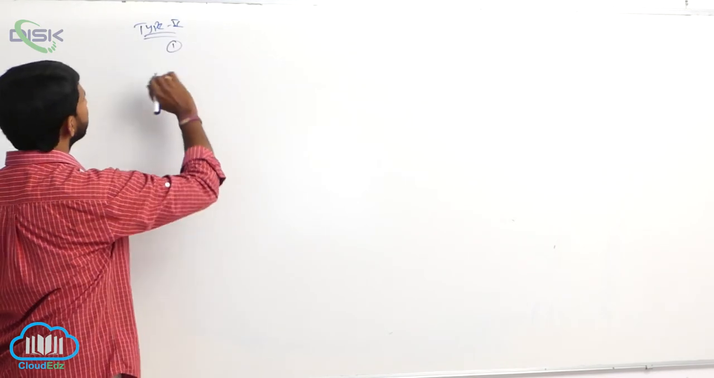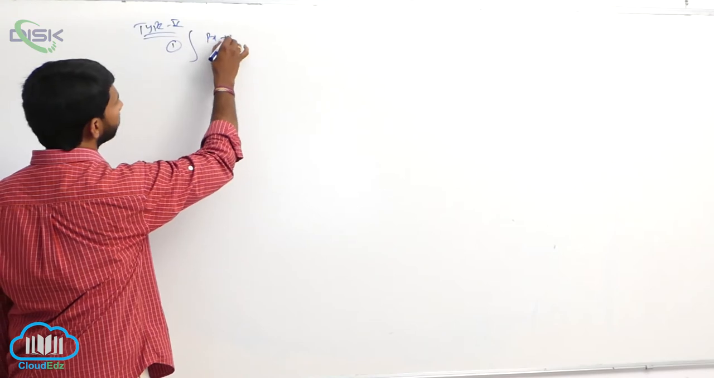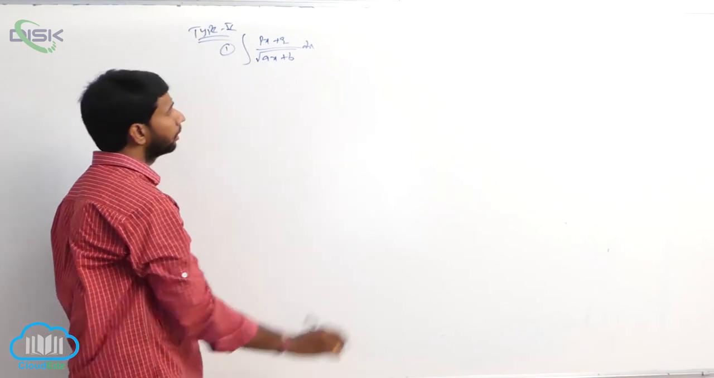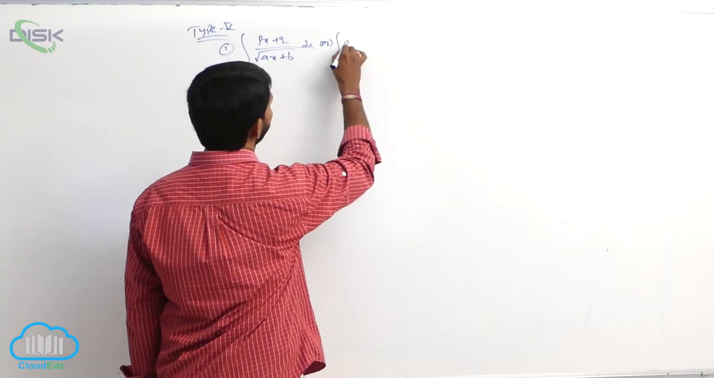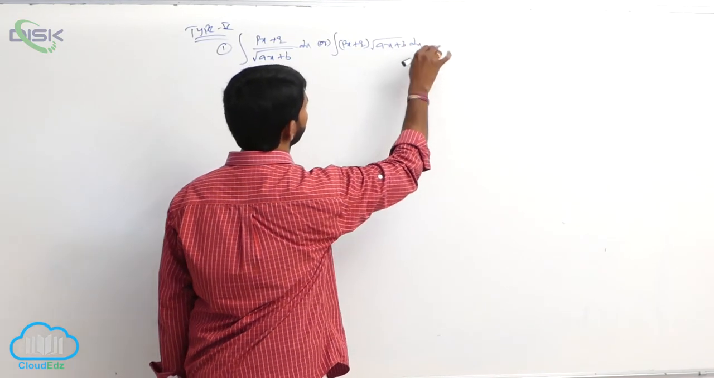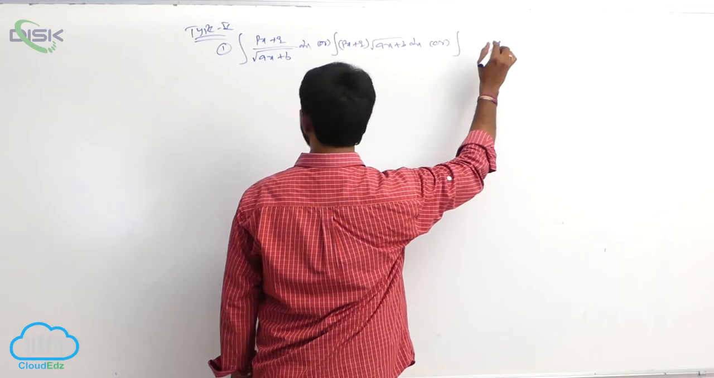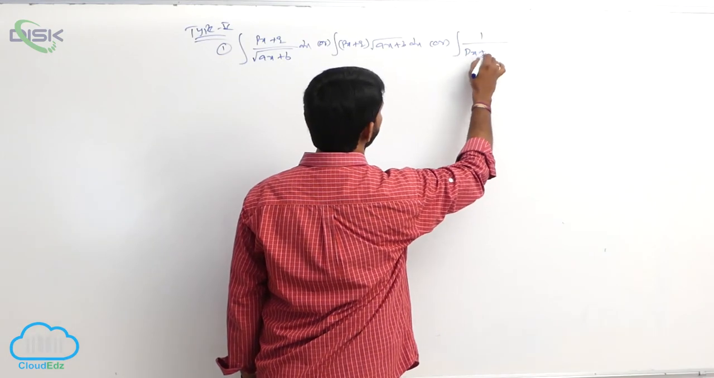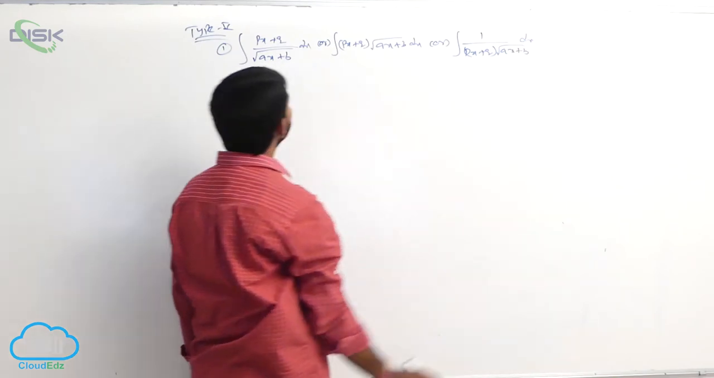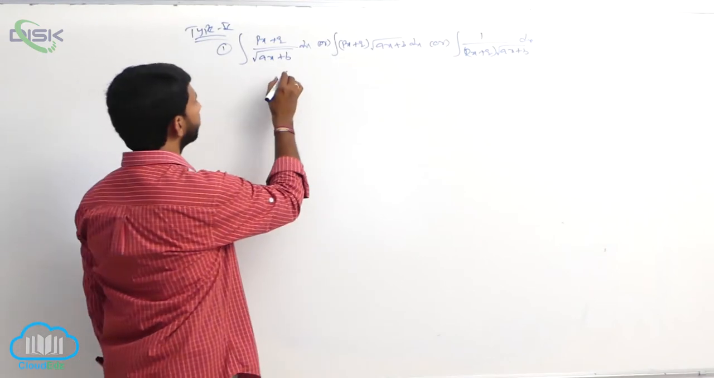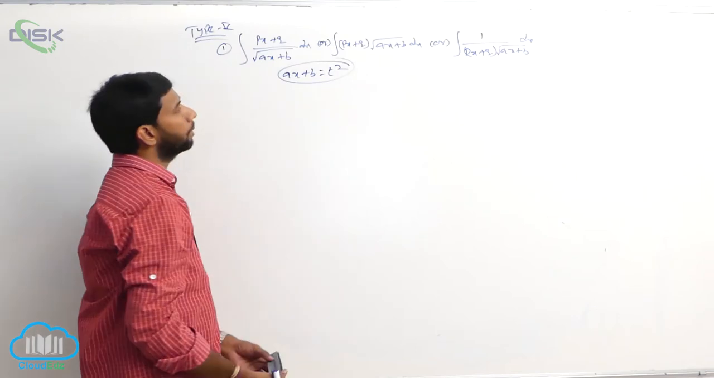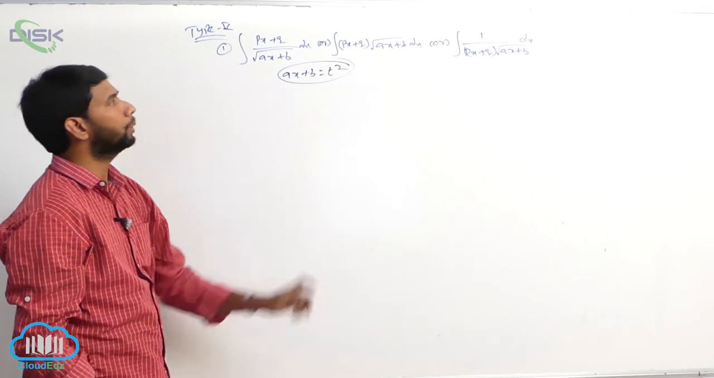Type one is any integral of the form (px plus q) by square root of ax plus b into dx, or integral of (px plus q) into square root of ax plus b into dx, or integral of 1 by (px plus q) into square root of ax plus b into dx. This type of problem can be solved by taking ax plus b is equal to t square.